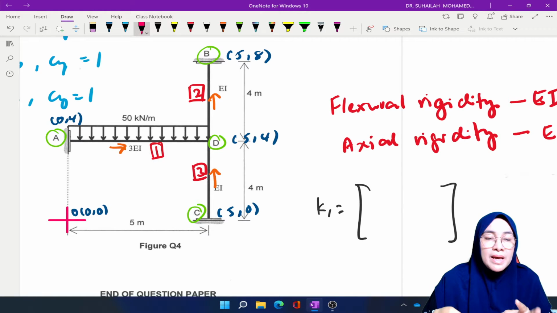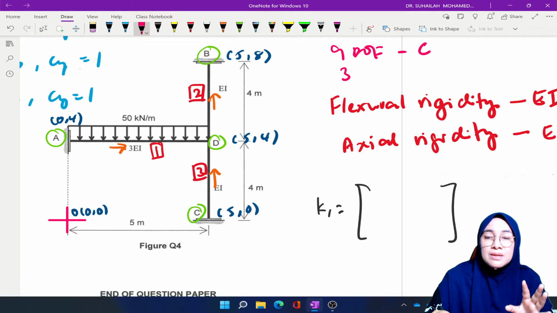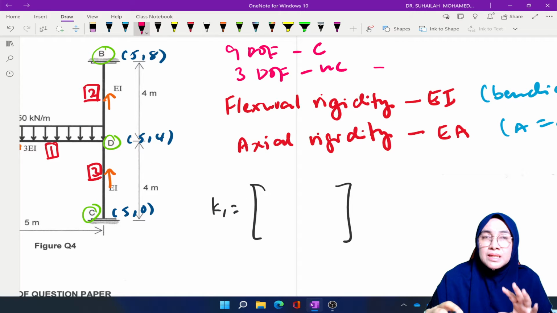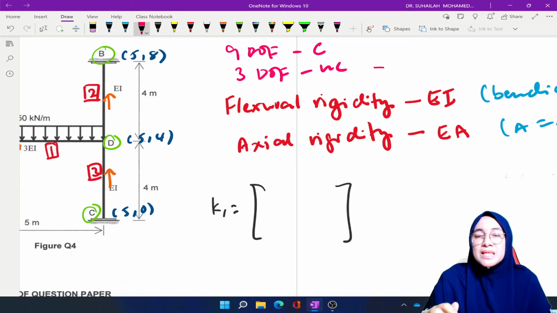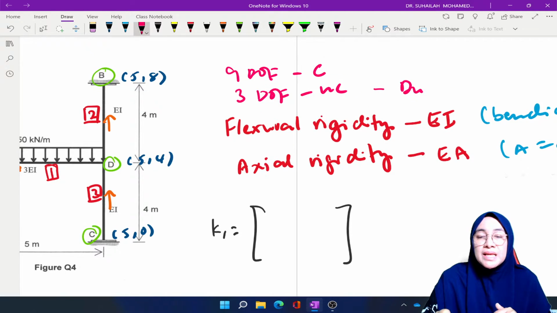C are actually fixed supports, so there are 9 DOF for the constrained system. We have 3 DOF in the unconstrained system, representing the unknown displacement Du, and 9 degrees of freedom in the constrained system, representing the unknown reaction Q unknown.